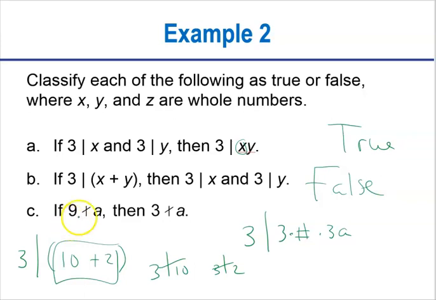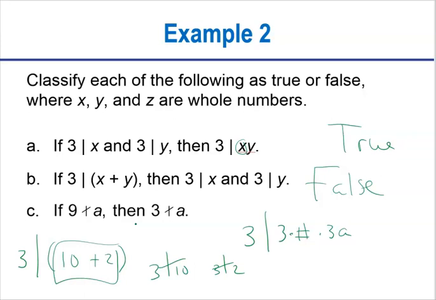Okay? If 9 does not divide A, then 3 does not divide A. So this is saying if 9 doesn't go into A, then 3 doesn't go into A. Can you think of a number that 3 goes into that 9 doesn't go into?